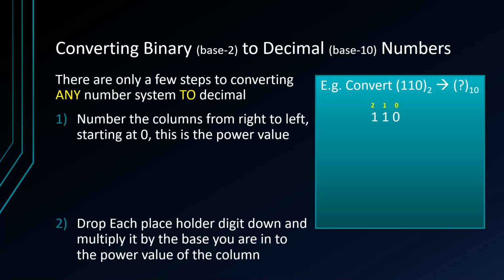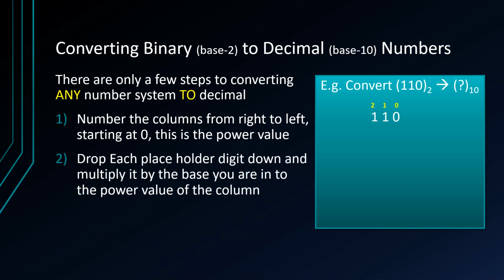Step 2. We're going to drop each placeholder digit down, and then we're going to multiply that digit by the base you are in. So currently we're in base 2. And we're going to put that base to the power value of the column. Now, that sounds confusing, but when you see it, it's actually pretty straightforward. We drop the number, and then we multiply it by the base we're in, which is 2, to the exponent of the column we're in, column 0. Now, 2 to the power of 0 is a 1. Anything to the power of 0 is 1, but we're multiplying it by 0, so it's 0.